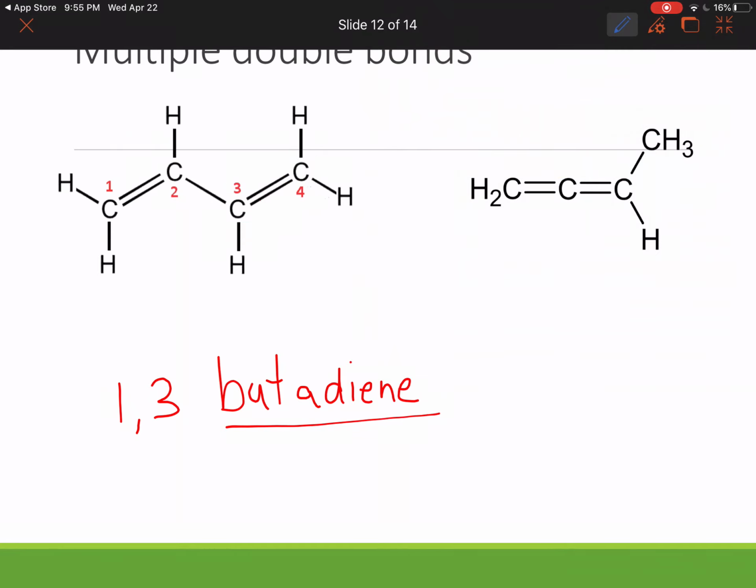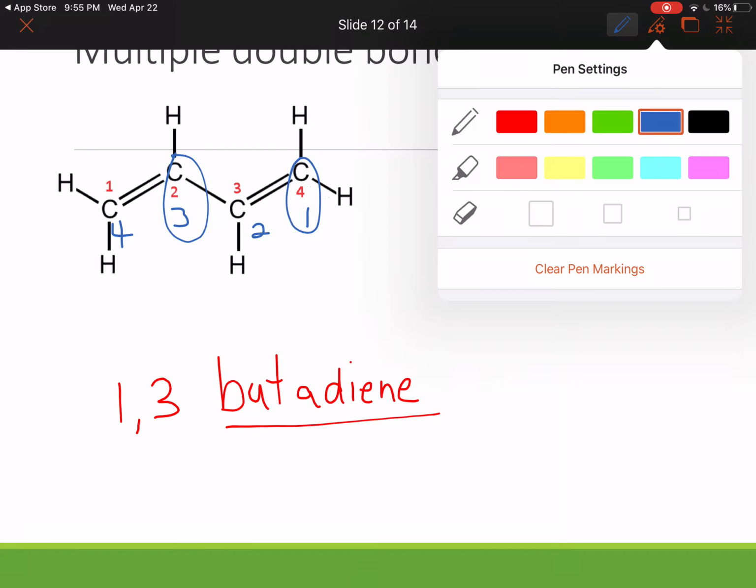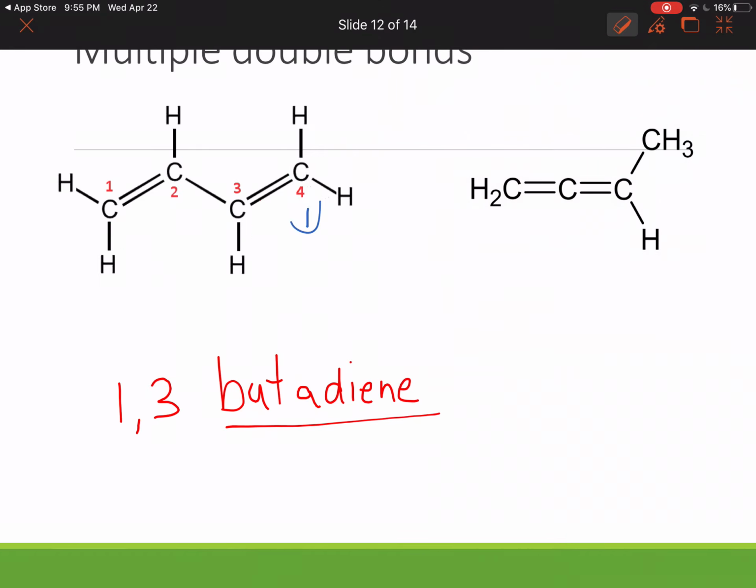So I want you to just notice one other thing. Why are they doing it from left to right? Well, they could actually do it either way. It's not going to make a difference. 1, 2, 3, 4. I'd still have 1, right? There's my double bond, and 3. So in this case, it doesn't matter where the double bond is. Okay, next, let's look at this guy.